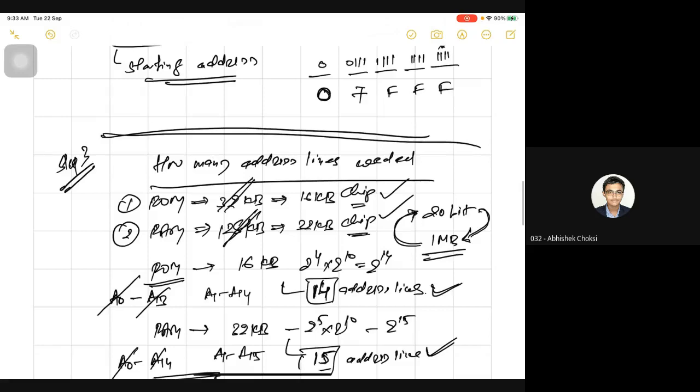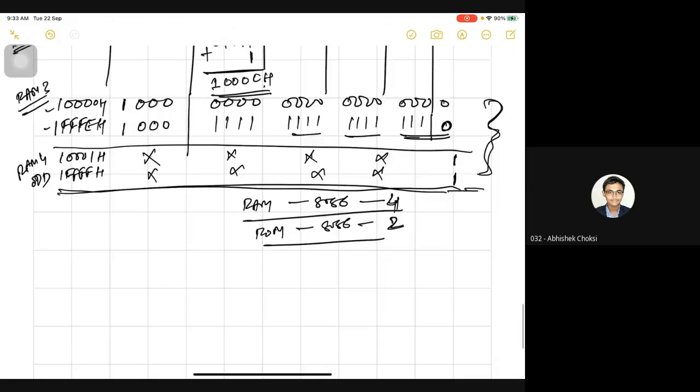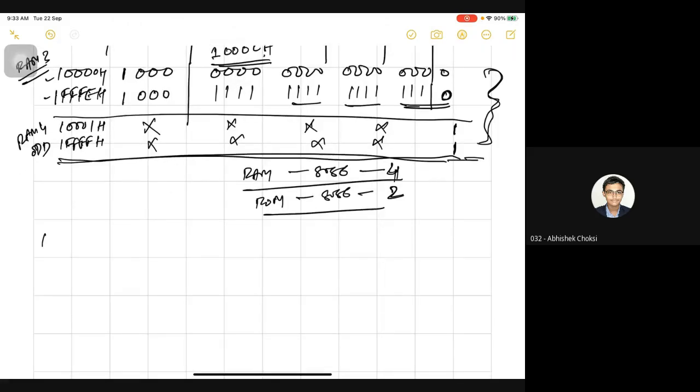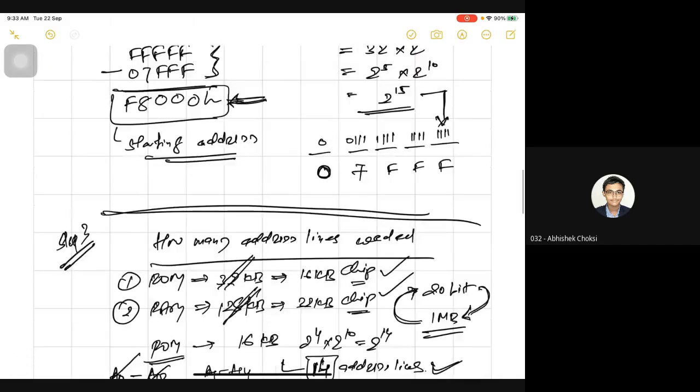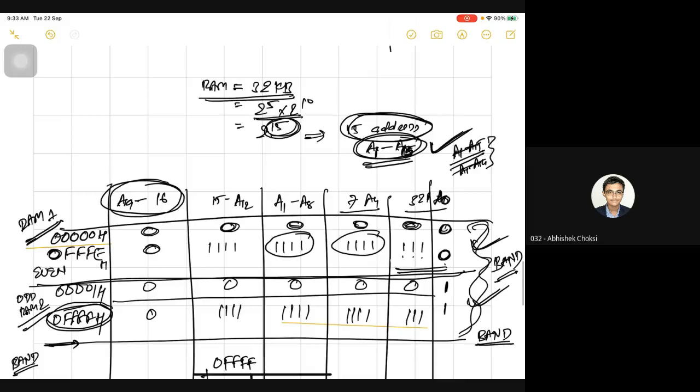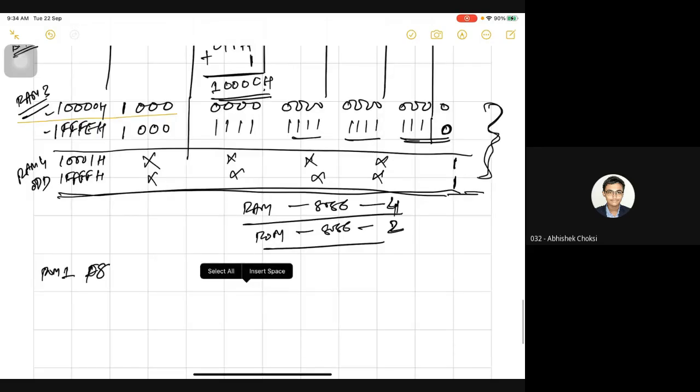F8000H, right? So simple. If you want to write down the starting address of ROM, so ROM 1 starting address is F8000. So this will be my starting address of ROM, F8000H. Written in the form of numbers, 1111, and 8 is 1000, then 0000 0000 0000. Done. This is the starting address.